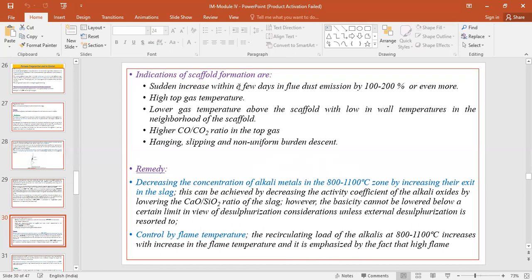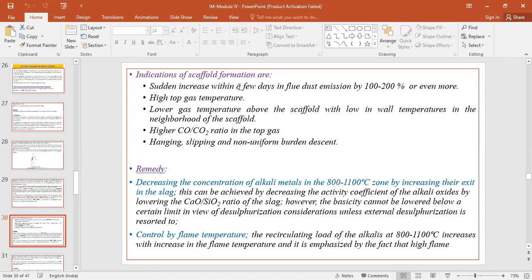So as I already discussed, the temperature varies from the periphery towards the center. Wherever there is a good flow of gas, the temperature will be higher. Wherever there is a high resistance to the flow of gases, at that region the temperature will be low.